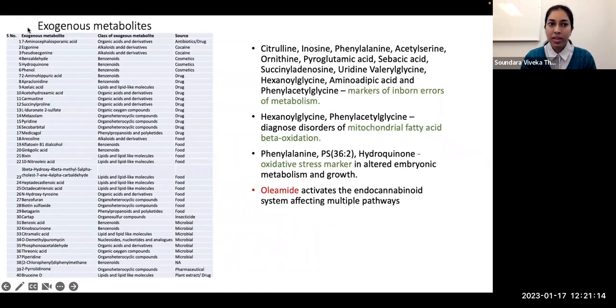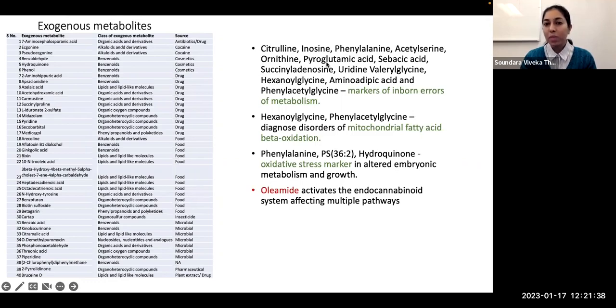Apart from the endogenous metabolites, we also found about 40 exogenous metabolites, which are not a part of the normal metabolism of the animal and are introduced by external sources. So as you can see, most of these are sourced from drugs, food molecules, cosmetics, and pharmaceutical products.